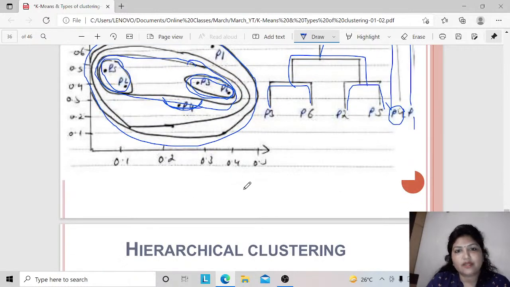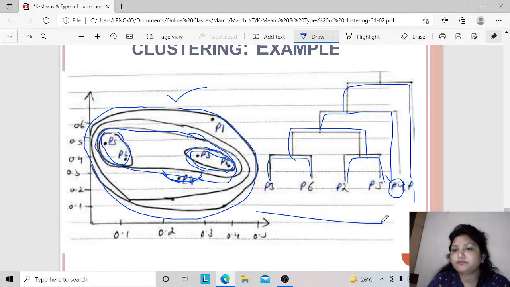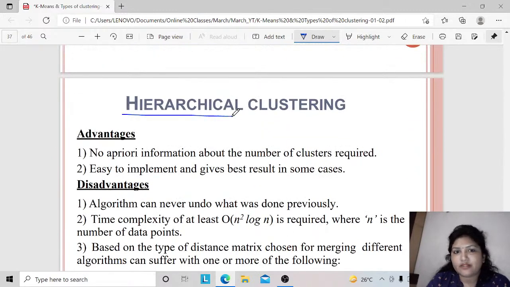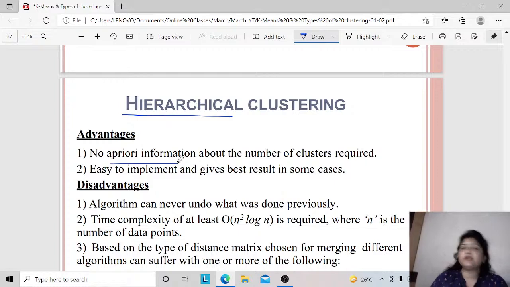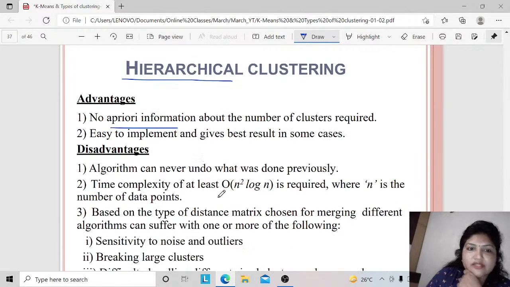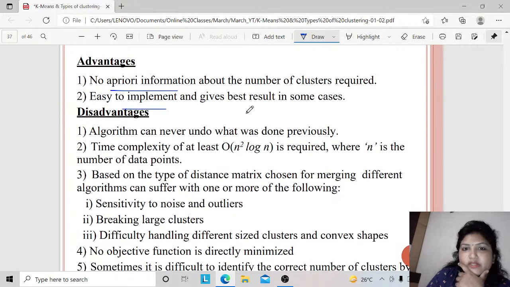You start with the data points and you start from the bottom, so it basically goes bottom to top. What are the advantages of hierarchical clustering? No a priori information is required. You can start with any of the data points and apply the Euclidean distance method for deriving the distances. It is easy to implement and gives the best result in some cases. The algorithm can never undo what you have done previously.